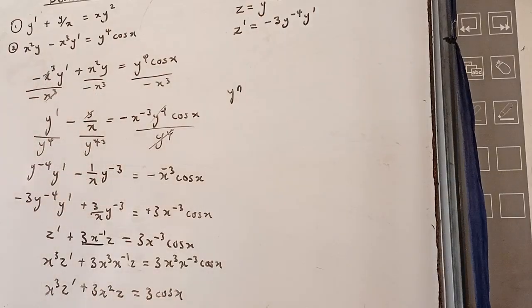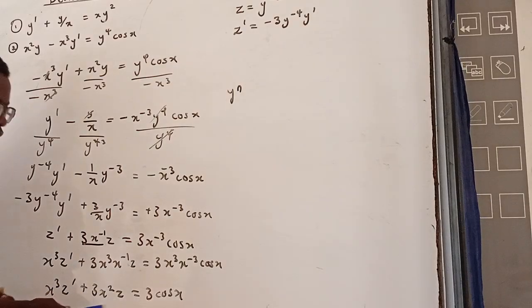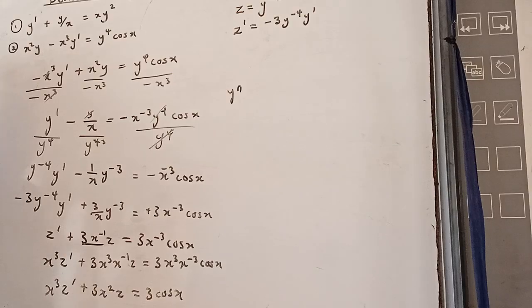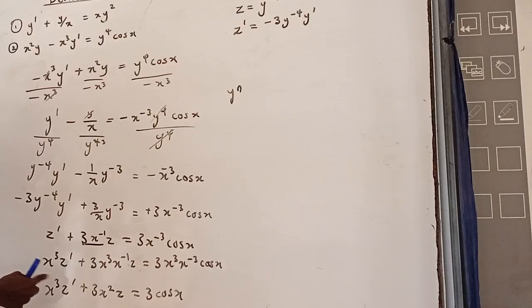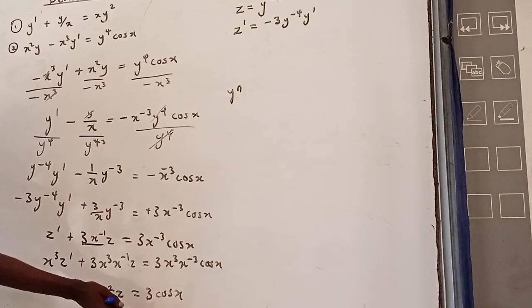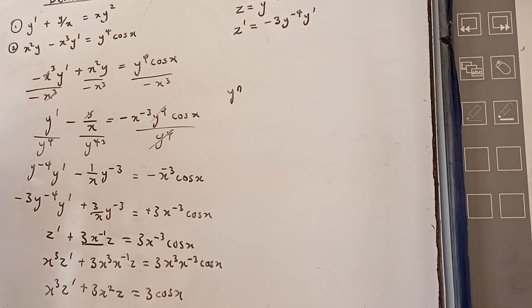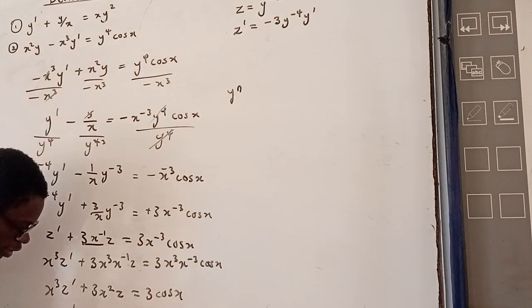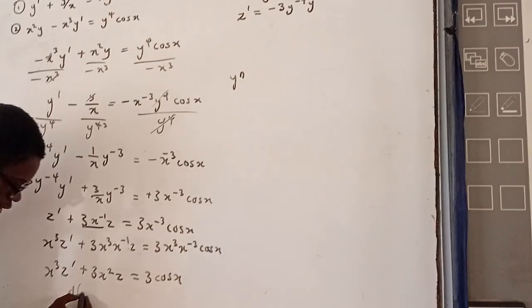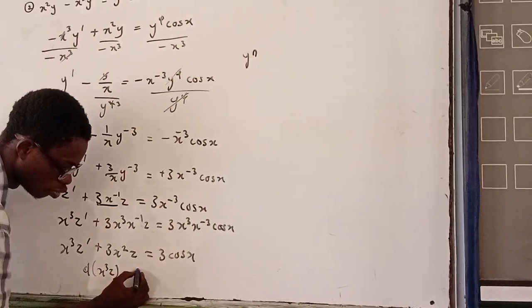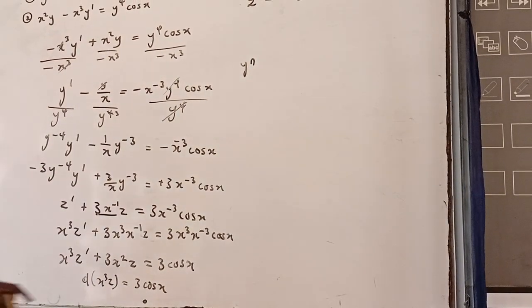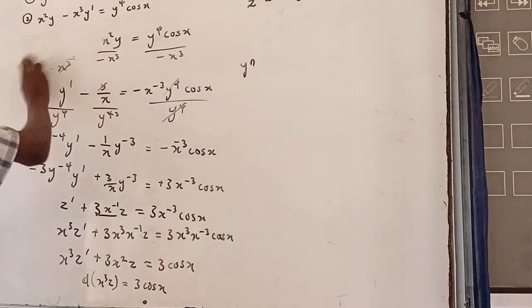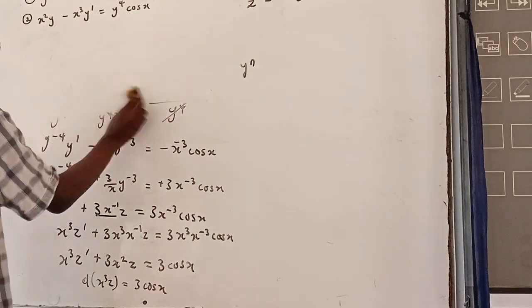So we have reduced this to this kind of equation. Now look at this left hand side, study it. You see that if we differentiate x cubed, we get 3x squared, which is here. If we differentiate z, we get z prime, which is here. So it means this is the same thing as writing d of x cubed z equals 3 cos x. I hope you are jotting.